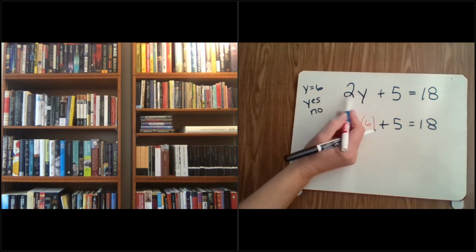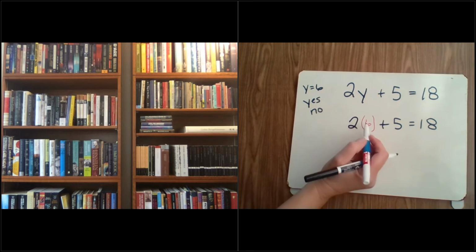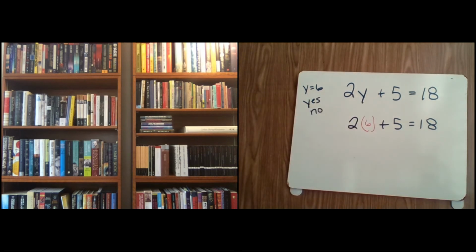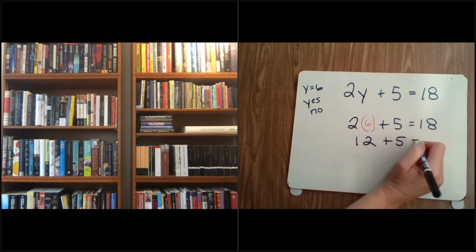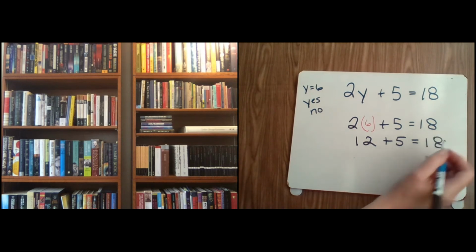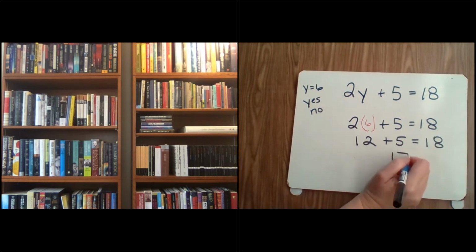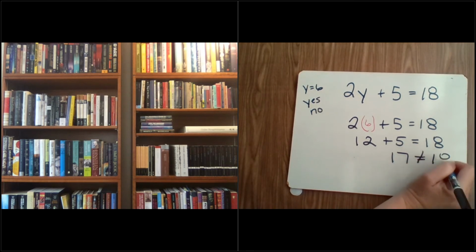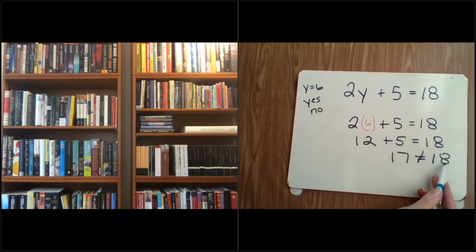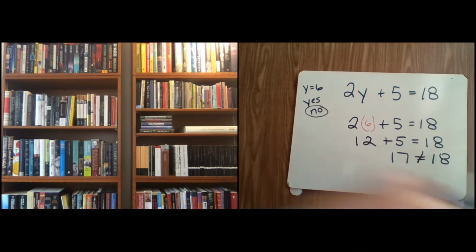Now, 2y, I know that that's multiplication. I understand that's 2 times y. So if I just wrote the 6 there, it would look like 26. So I have to put the parentheses to represent that multiplication so that this still means 2 times 6. Okay, so let's try that. 2 times 6 is 12 plus 5. And let me see, that's supposed to equal 18. 12 plus 5 is 17. Wait a second. 17 doesn't equal 18. 6 is not the correct solution, so I would circle no.